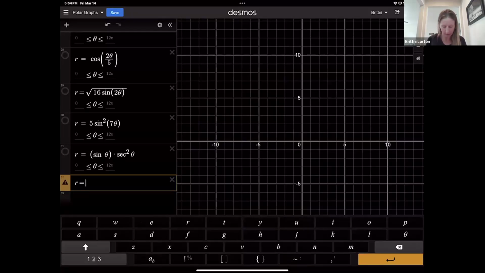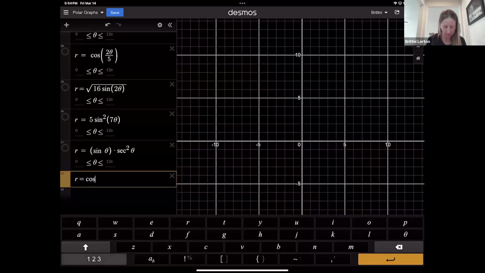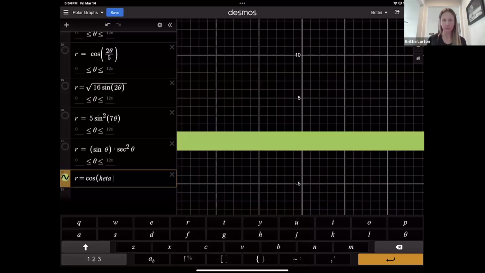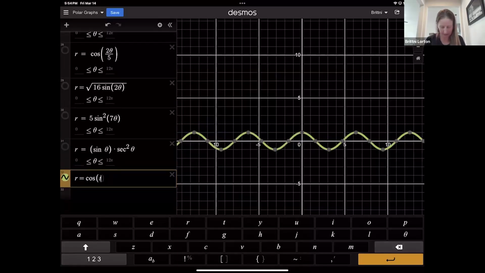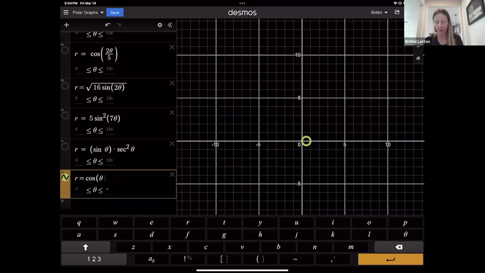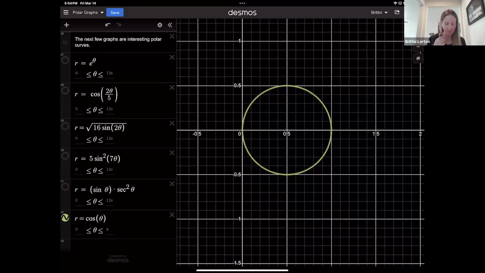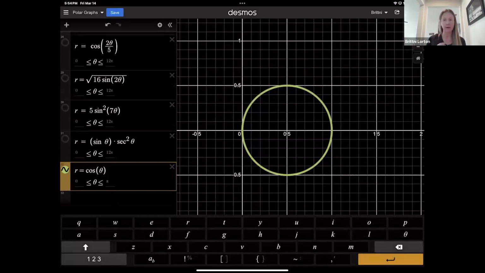Let's do r equals just cosine of theta. Okay, ooh, I should zoom in here. That should not be what I want. I want a theta. There it goes, then it'll pop up with theta. Okay, so there is my r equals cosine of theta.